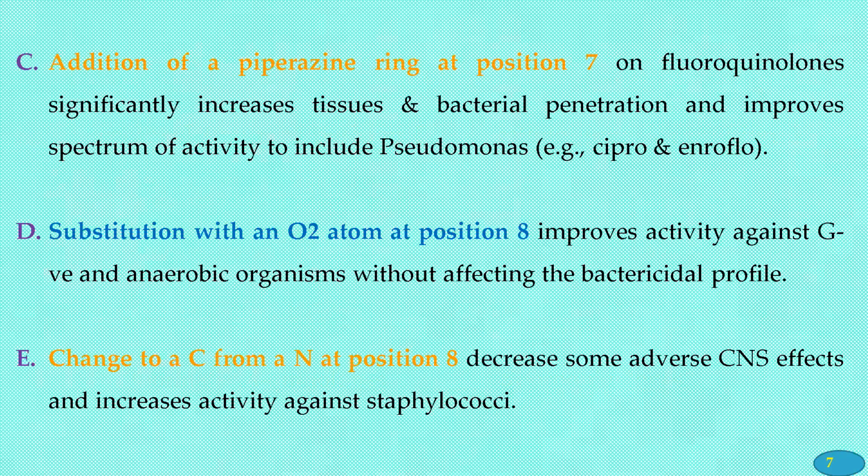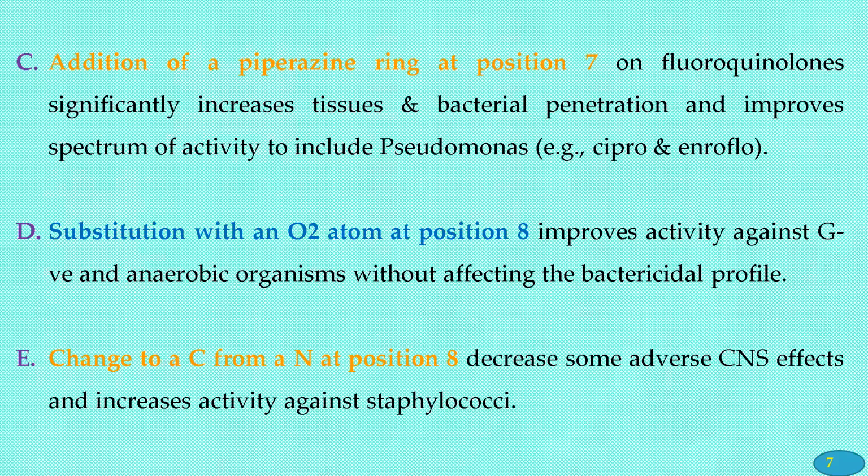In addition, a piperazine ring at position 7 on the fluoroquinolones significantly increases tissue and bacterial penetration inside the cell and increases activity against Pseudomonas aeruginosa. Examples of this category are ciprofloxacin and enrofloxacin. Please remember that enrofloxacin is a drug designed exclusively for veterinary use only.